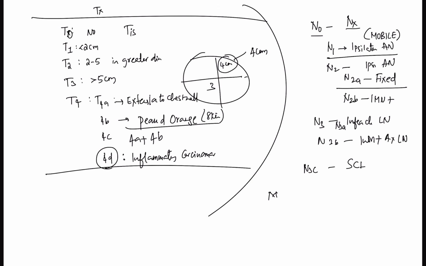Now metastatic: MX cannot be assessed. M0 means no mets. M1 means mets. Right? And the most common location where CA breast metastasizes is bone. There is one more question in the same exam on this. We will come back to that discussion later. But metastasis, if present, will put TNM staging as M1.